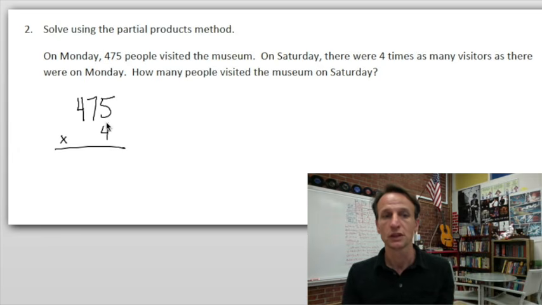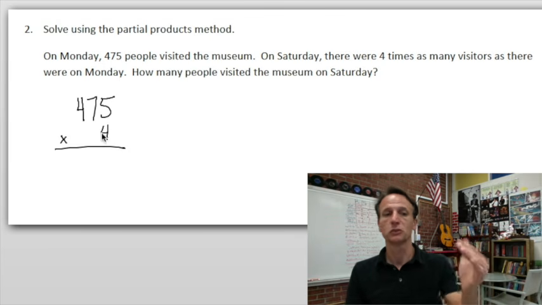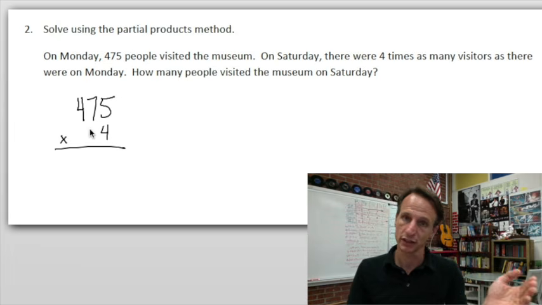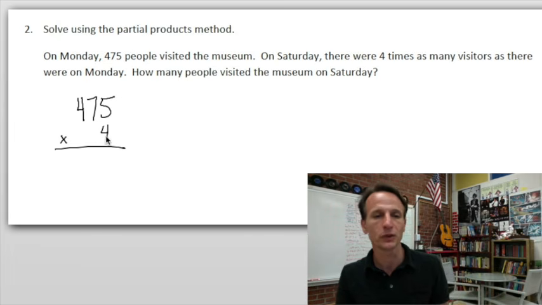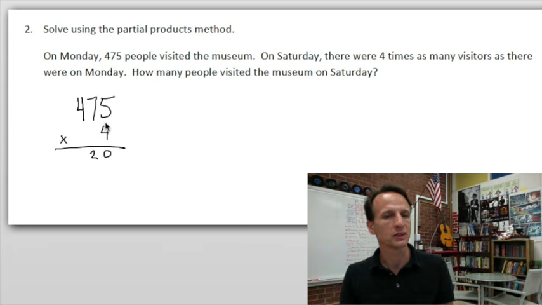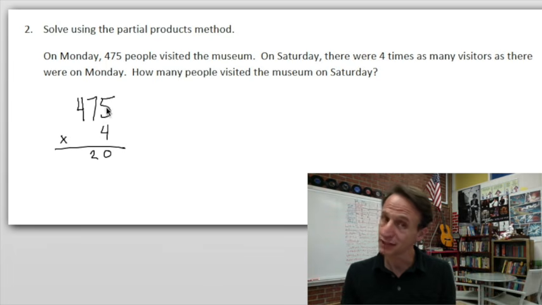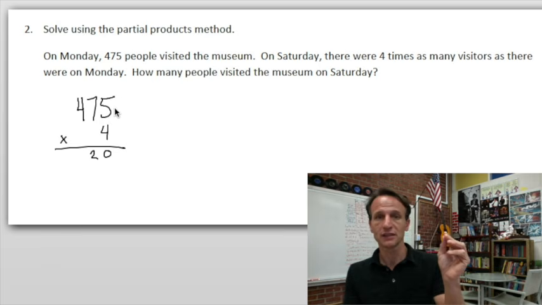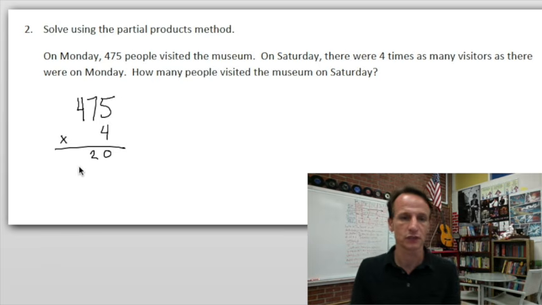So we're not doing just 4 times 5, 4 times 7, 4 times 4. We're going to say 4 times 5, 4 times 70, and 4 times 400. So let's think that out before we do it. So 4 times 5, of course, is 20. Lining up our place values. 4 times 70 is 4 times 7 times 10. 28 times 10, 280, 280.